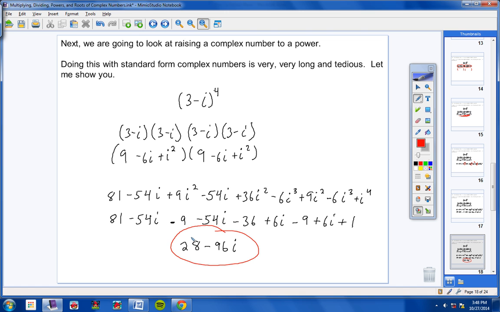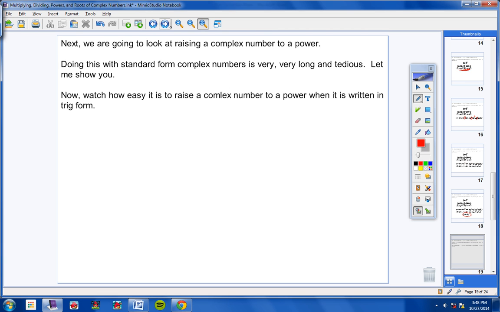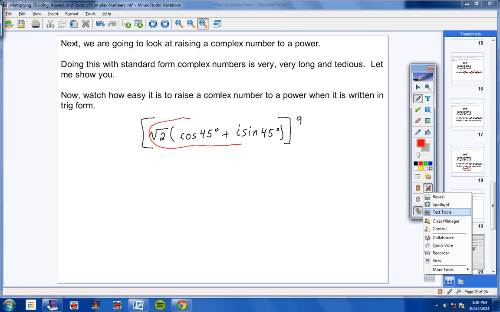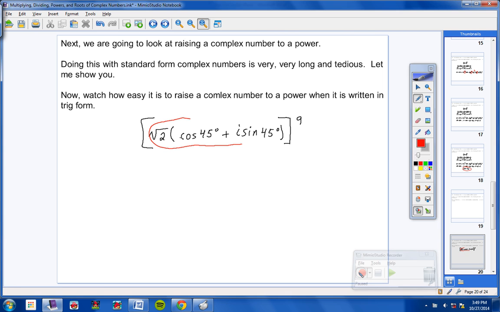Now watch how easy it is to take a complex number written in trig form and raise it to a power. It's so much easier. Watch this. Take some really good notes, okay? We're going to take this complex number right here, which is written in trig form, and we're going to raise it to the 9th power. So we're going to raise this to the 9th power, okay?